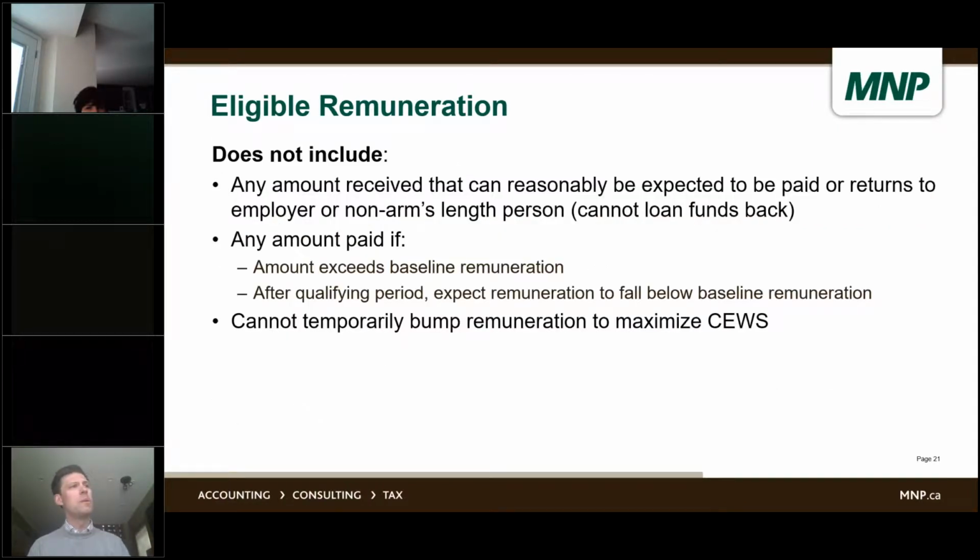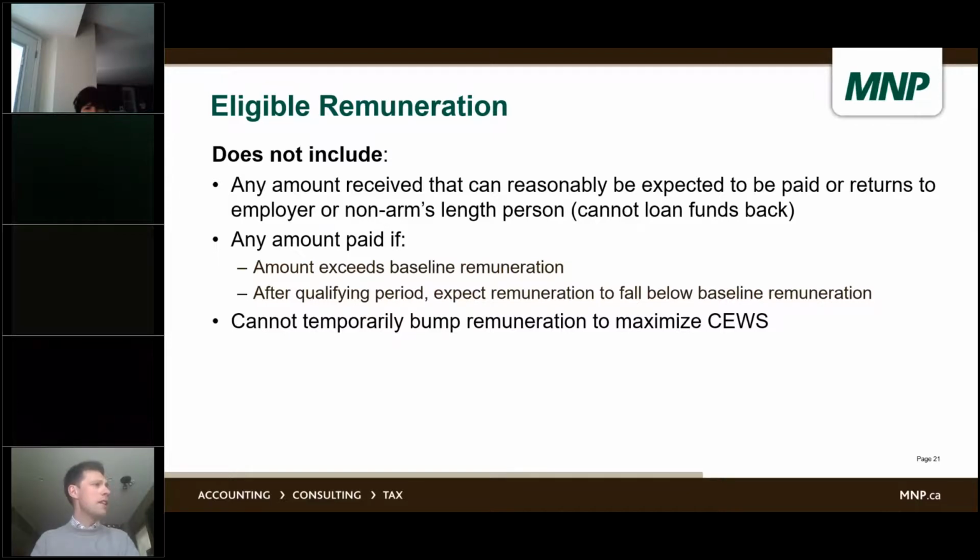It doesn't include any amount that you could be reasonably expected to repay. I'm not really sure, I mean, I know what this is getting at, but I don't know who's going to overpay employees right now and then have them promise to make repayments. Just be aware that there are anti-avoidance rules of that nature, though.